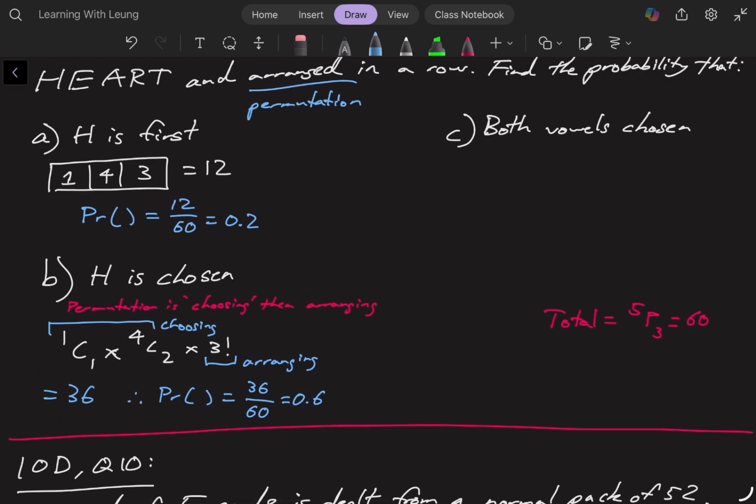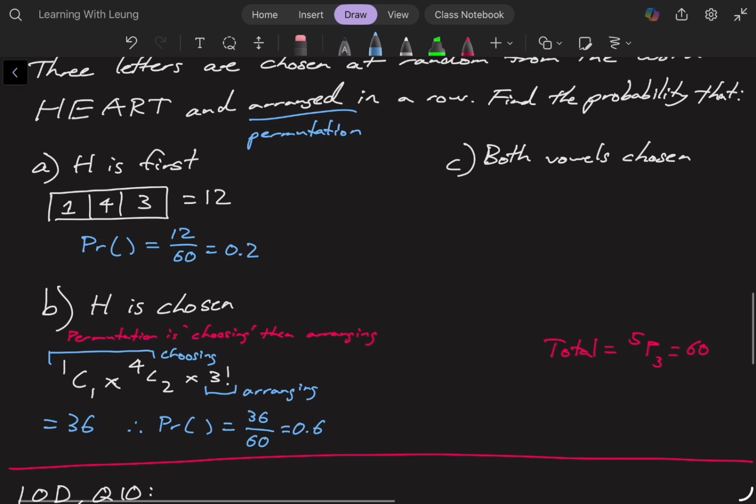Cool. All right, then we're going to apply that very similar idea to C. We need to choose both vowels. There's only one way of choosing both vowels. That is 2C2, right? We choose both vowels, 2C2. Then we choose the last letter. We've taken both vowels, so we're going to take 3C1.